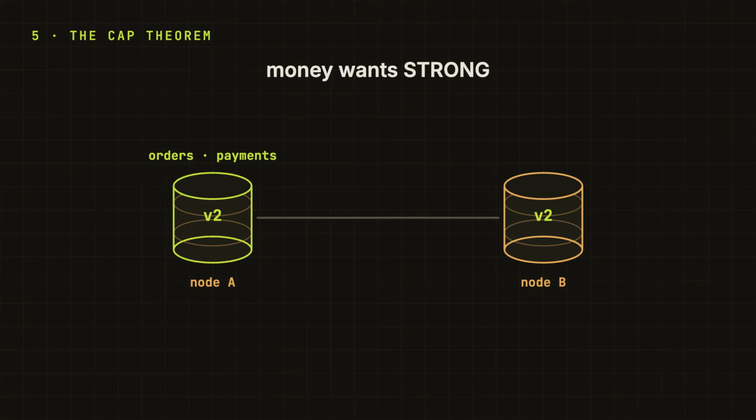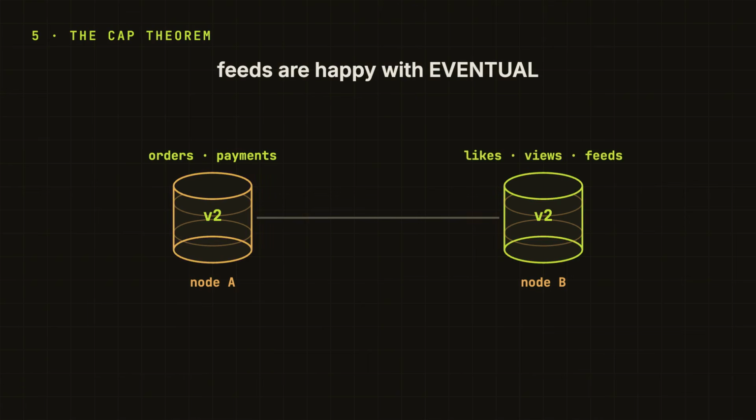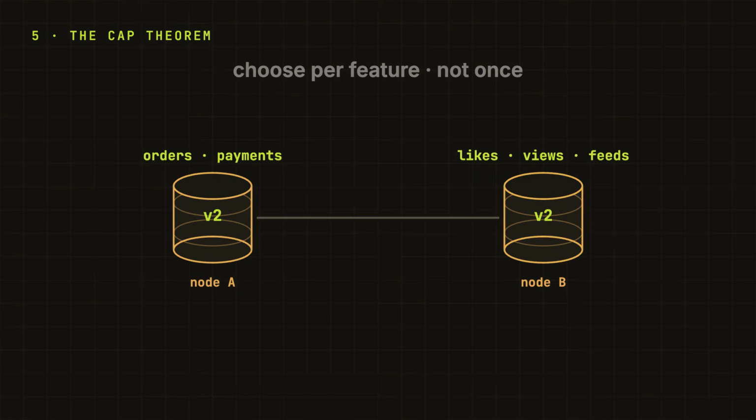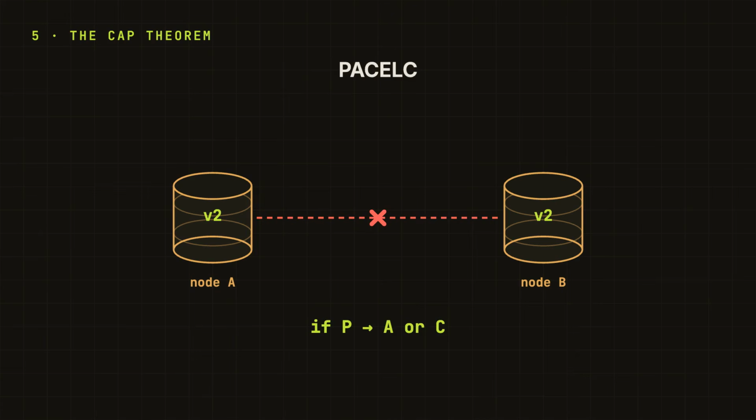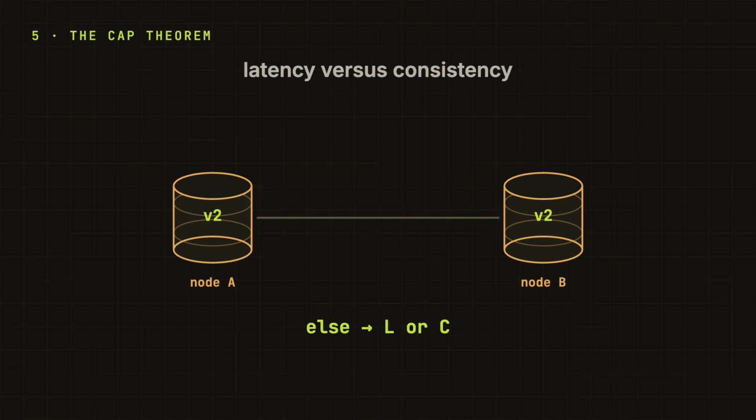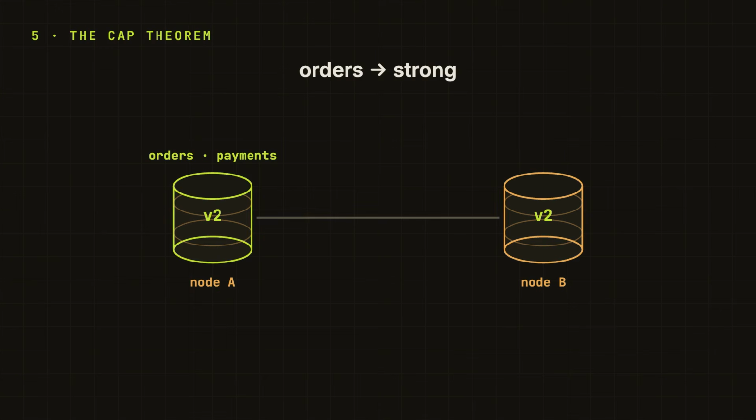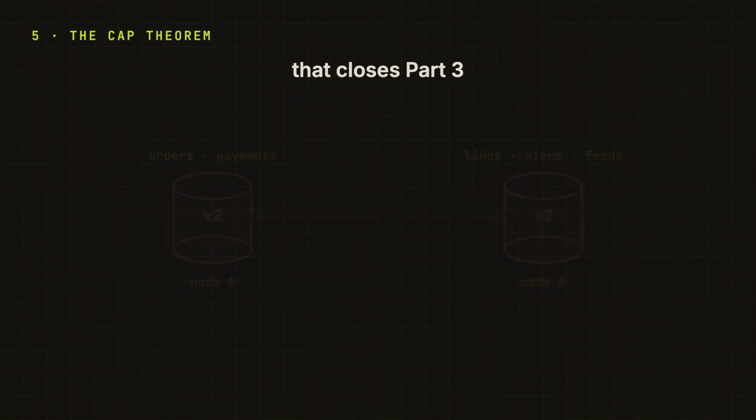So, money and orders want strong consistency. Likes, views, and feeds are happy with eventual. Picking the right one per feature is exactly the kind of thinking interviews look for. And there is a small extension called PACELC worth naming. Even when there is no partition, you still trade off latency versus consistency. So, in our store, we use strong consistency for orders and payments, and we happily accept eventual consistency for things like product view counts. And that closes part 3.